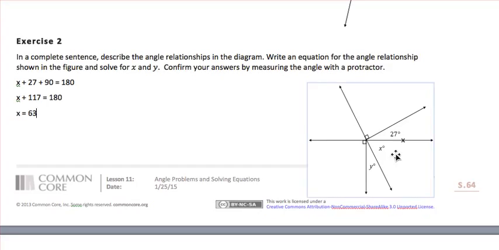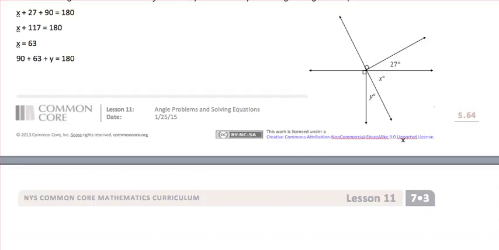Once we know that x is 63, we can solve for y because we know this is a right angle plus y plus x, which is 63. So now we will do 90 plus 63 plus y equals 180 degrees. Combining our like terms, we have 153 plus y equals 180. And that means then that y is equal to 27.